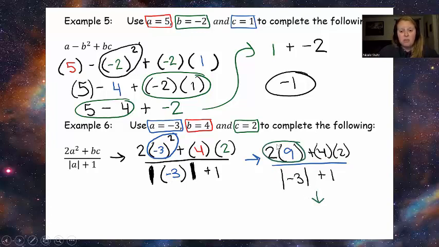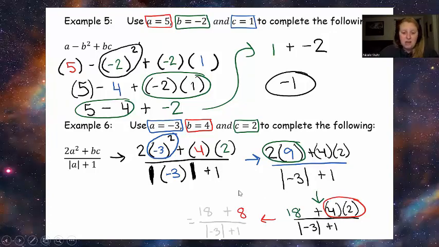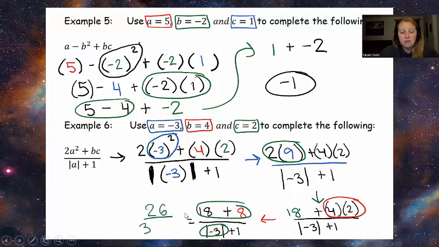Working from the top, I'm going to do 2 times 9 next, and that's 18. And then I'm going to copy everything else. Then I have to do 4 times 2, and that's 8. And I copy everything else. We'll finish up the top here, 18 plus 8. And on the bottom, I'll go ahead and circle the bars now so I can be done a little quicker. 18 plus 8 is 26.